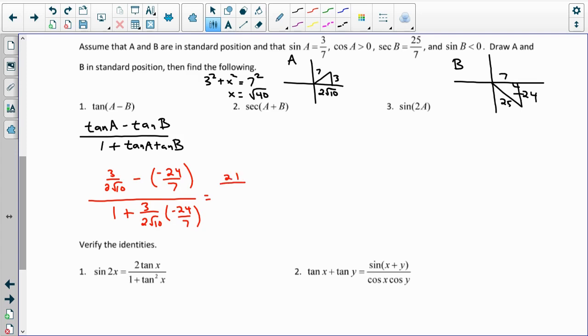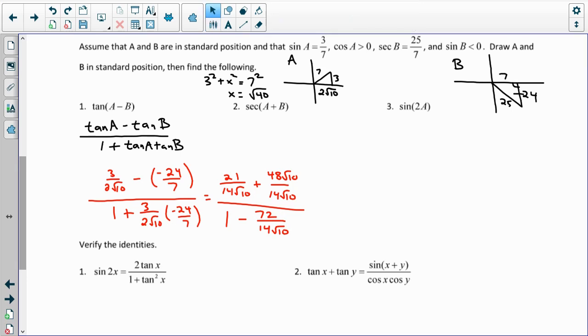So I have 21 over 14 root 10. And then plus, I have to multiply the top and bottom by 2 root 10. So that's going to be another 14 root 10 in the denominator. And then I end up with 48 root 10 all over the denominator, which is 1 minus, and the reason it becomes a minus is we have that negative 24, minus 72 over 14 root 10.